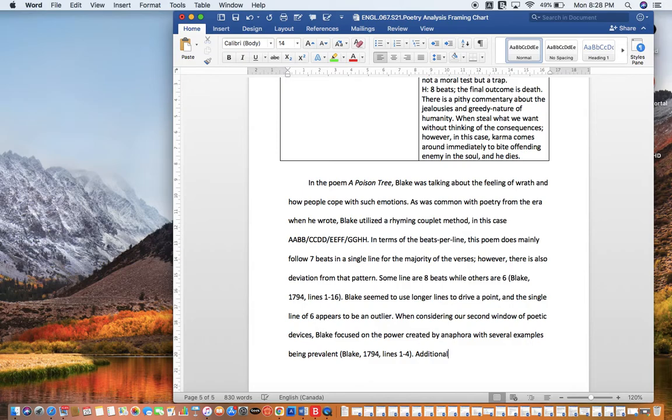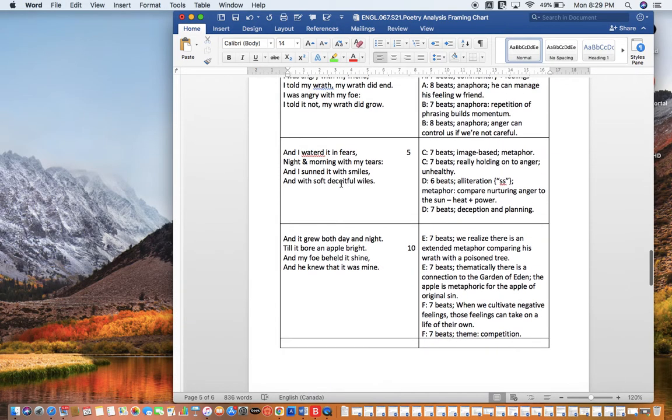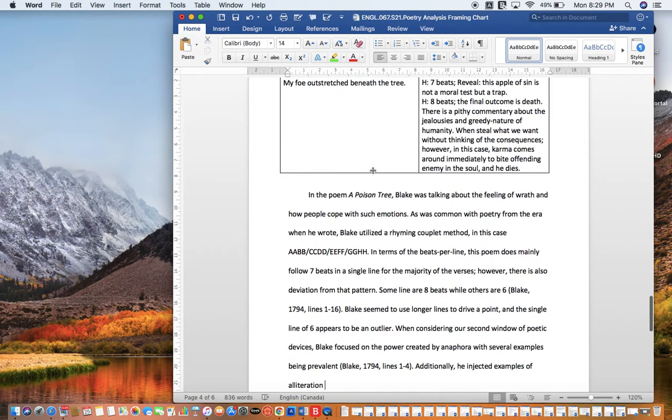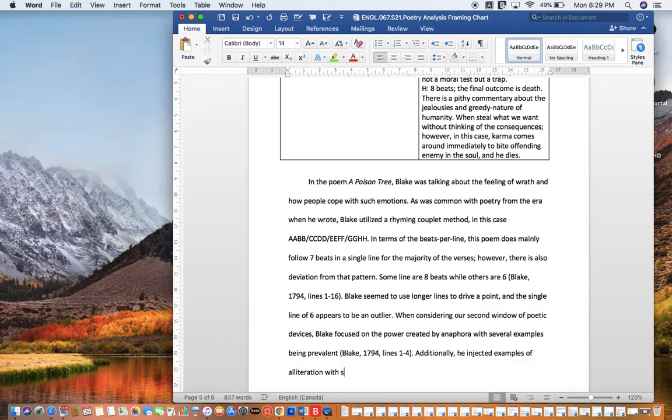Now here's another cue. Additionally, he injected examples of alliteration. Sunned and smiles, that's line 7, with S sounds being stacked up in line 7.